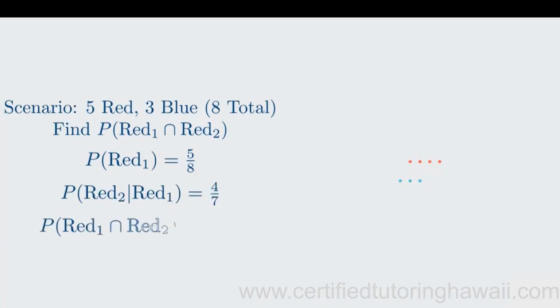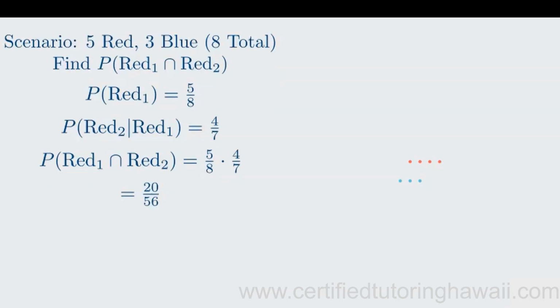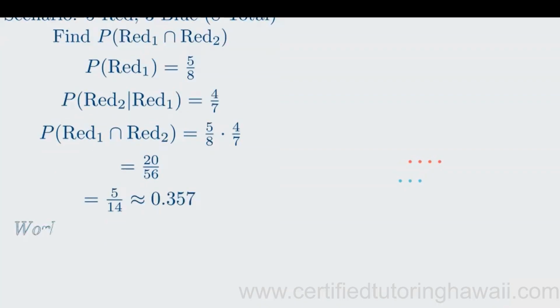To find the probability that both are red, we multiply these together. 5 times 4 is 20, 8 times 7 is 56. This gives us 20 over 56. We can simplify 20 over 56 by dividing both by 4, which gives us 5/14, or approximately 0.357. This rule is general because it works even when events are dependent, meaning the outcome of the first event changes the chances of the second.